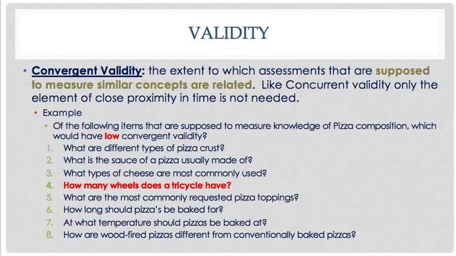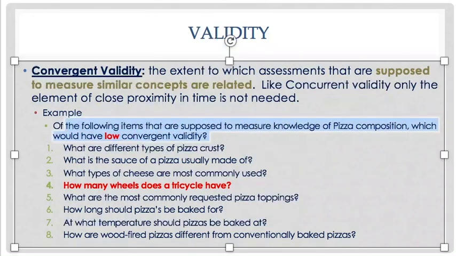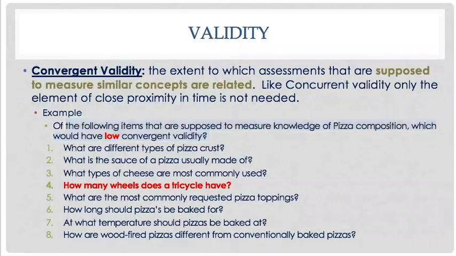So we have these two ideas then within construct validity: convergent validity and discriminant validity. Convergent validity is the extent to which assessments that are supposed to measure similar concepts are related. And so you have, for example, an assessment that's supposed to measure the knowledge of pizza composition. When you think about all these questions here, the extent to which they converge, or give me the same results because they're related to the same ideas or the same knowledge concept, right? That means convergent validity will be high.